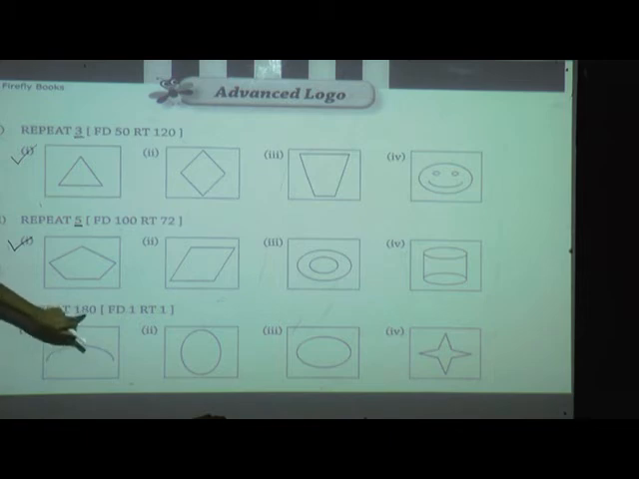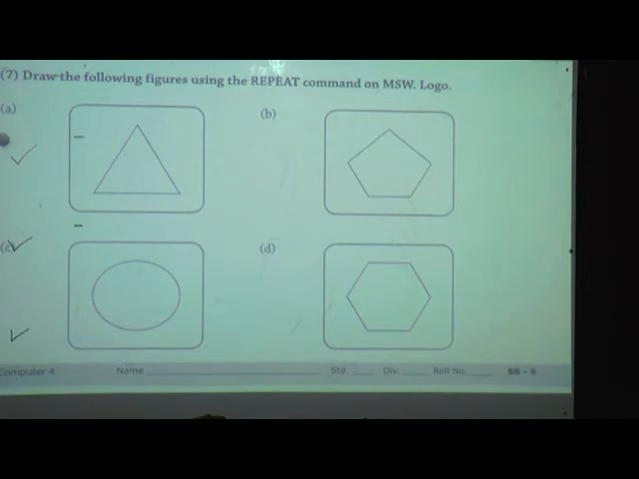Now repeat 180 FD1 RT1. Which figure must we write repeat 180 for, the semicircle? Then which number is the semicircle here? The first one is the only semicircle. For a full circle we have to write 360, right? Then understand. Now we will see the next question.